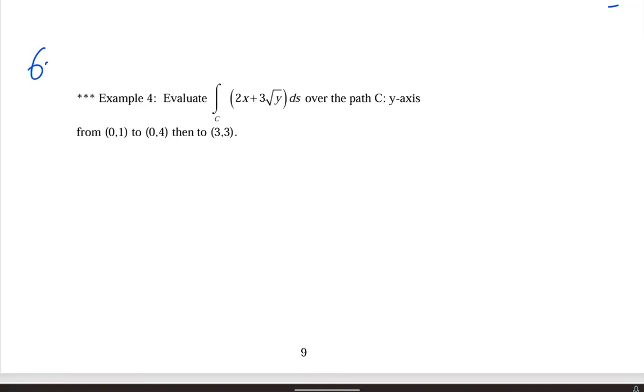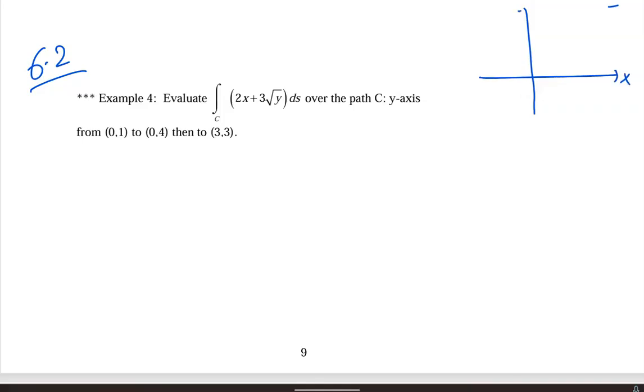Right, this is 6.2 example number 4. We want to try to find here the line integral over the path, this one. Okay, let me draw the path. So this path is also a straight line in this case.